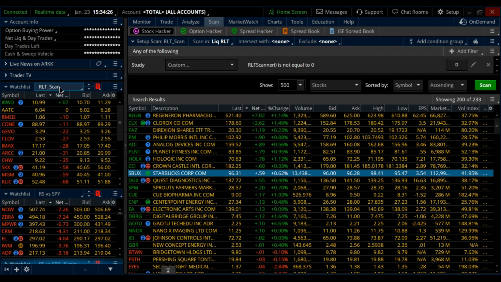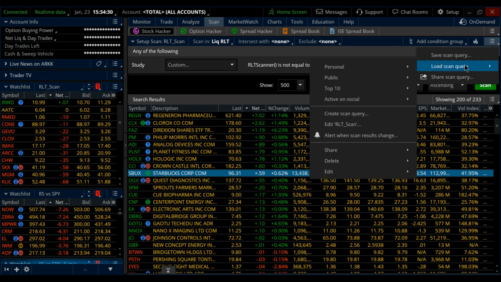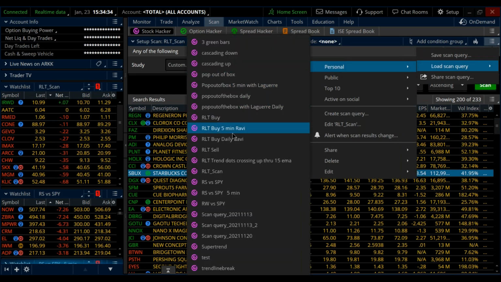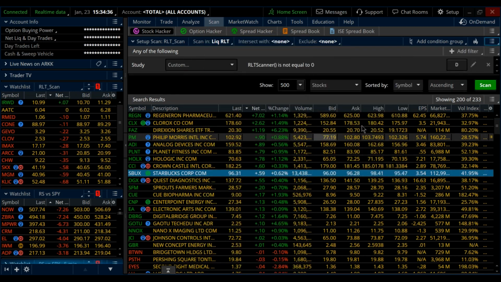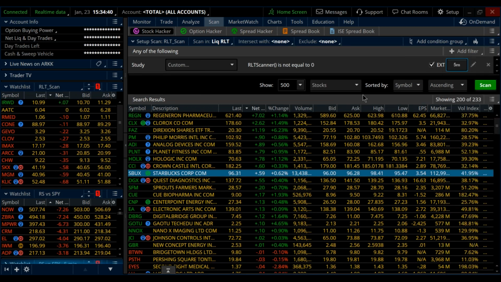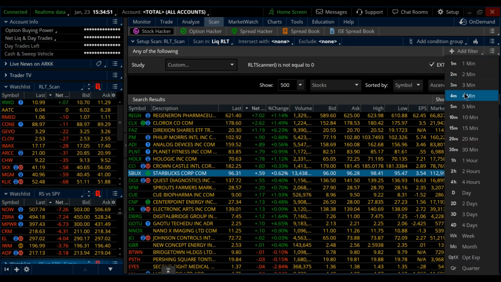This will be scanning against them on a daily basis. You can change this RLT scan to 5 minutes. If we go to RLT scan here, load RLT scan, right there, you can change the time frame right over here to 5 minutes. Then when it scans, it's going to be scanning on 5 minutes, and it would come up over here. You select the RLT 5 minute scan, and it'll do it there. So that's kind of the workings of the scanner.